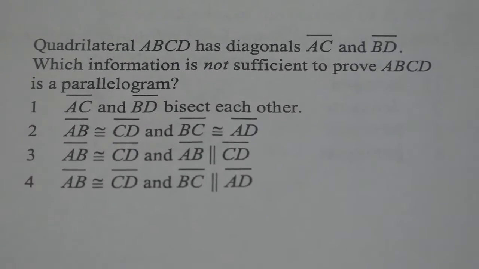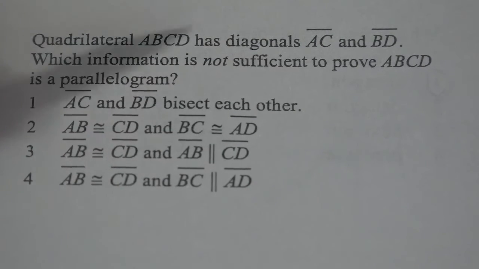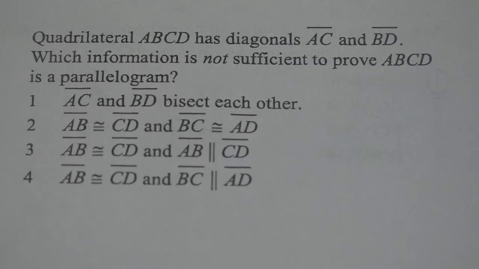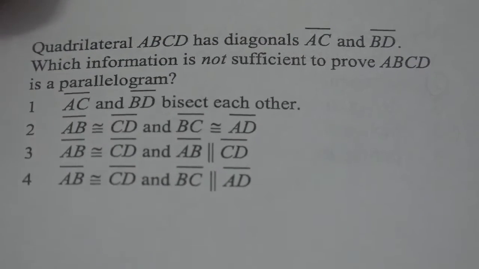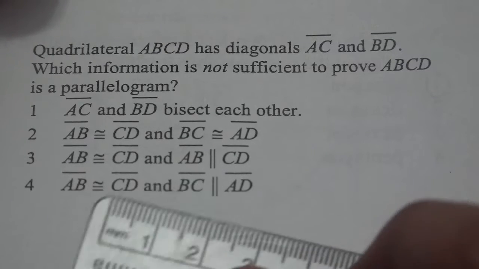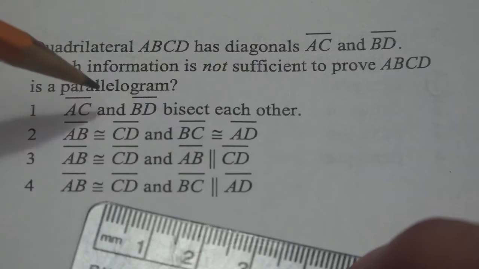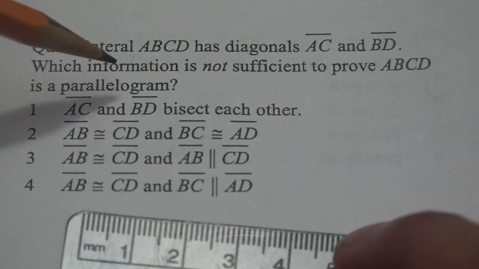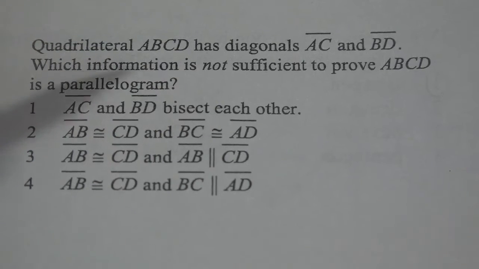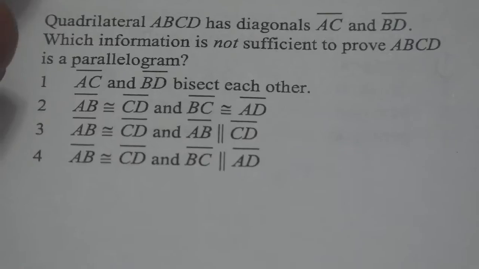Quadrilateral ABCD has diagonals AC and BD. Which information is not sufficient to prove that ABCD is a parallelogram? Basically, what is not sufficient to prove that this is a parallelogram? Therefore, I must look for the information that proves it is a parallelogram in order to know what proves it's not.